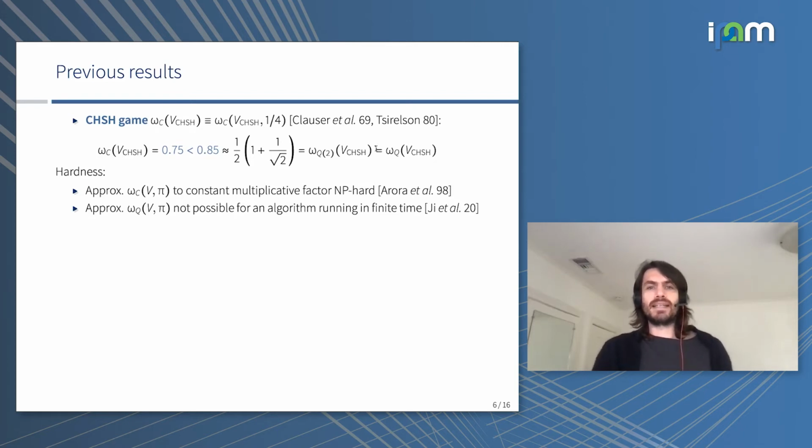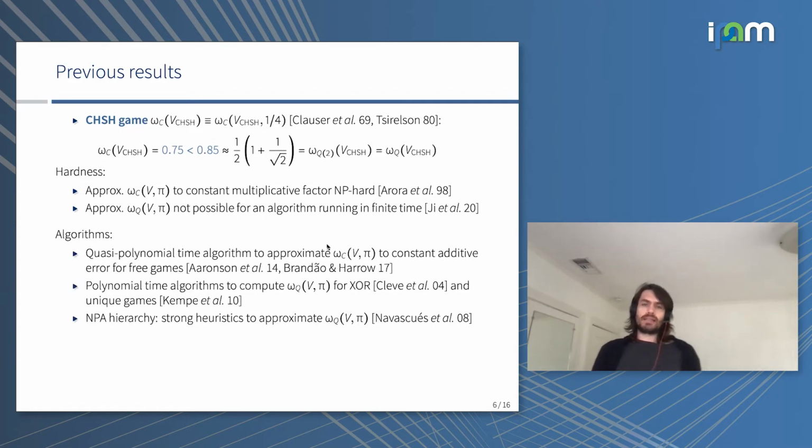Already classically, it's basically a quadratic optimization. We have to optimize over Alice's and Bob's strategy each. Already to approximate this value is a hard problem, and very recently there has been this groundbreaking result that for the quantum value, it's not even possible to find an algorithm that runs in finite time to approximate its value. Nevertheless, if we look at a special type of games, then there are algorithms that approximate the value of these games.